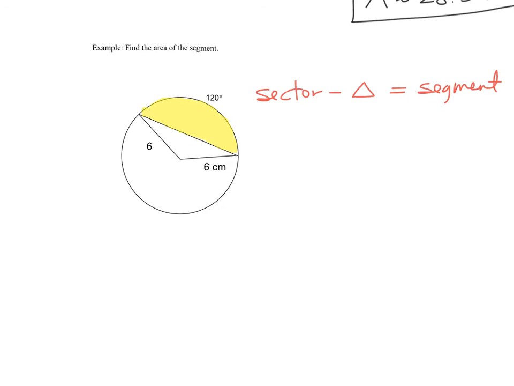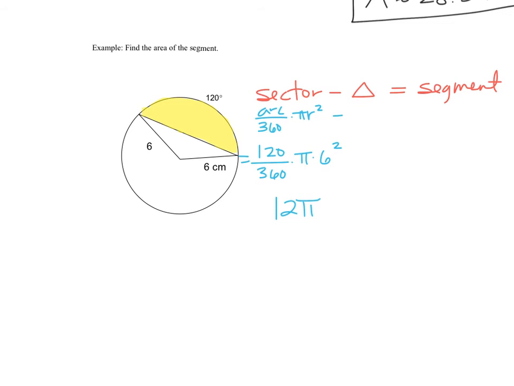What is the area of the sector? So you need to go arc over 360 times pi r squared. Is that what it came out to? Yes, it does come out to 12 pi. So the arc is how many degrees? 120 over 360 times pi, your radius is 6 squared. So when you plug that in, you get 12 pi. Okay?